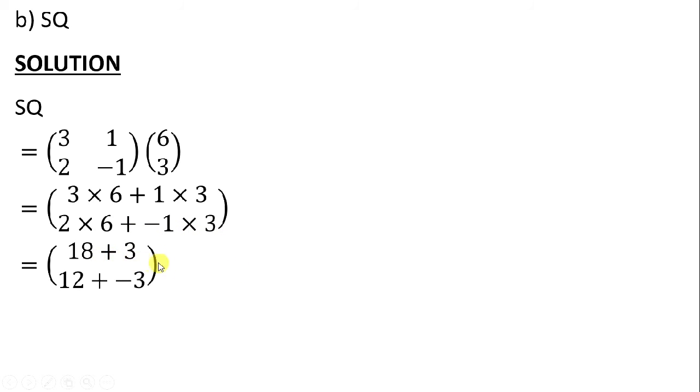18 plus 3 will give us a 21. 12 plus negative 3 will give us a 9. So our answer will look like that. It will be a column matrix with entries 21 and 9. Let's look at the last question.